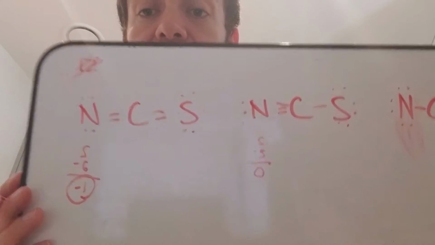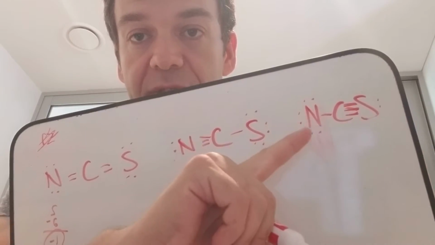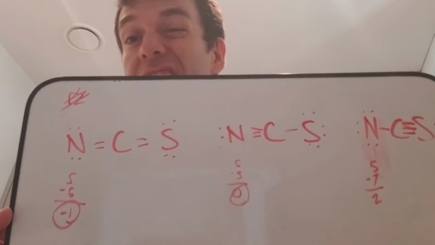5 minus 5 is 0. And this nitrogen over here, 5 minus 1, 2, 3, 4, 5, 6, 7. Ugh. That's going to be a negative 2. That's a big number. I'm probably not going to like that. But I'm not going to immediately rule it out, because maybe I get bigger numbers elsewhere. Okay? So these are my 3 formal charges on each nitrogen possibility right there.